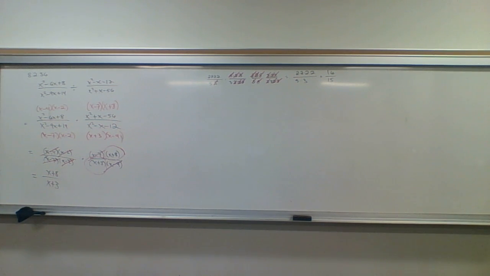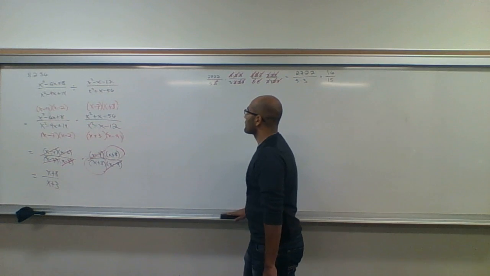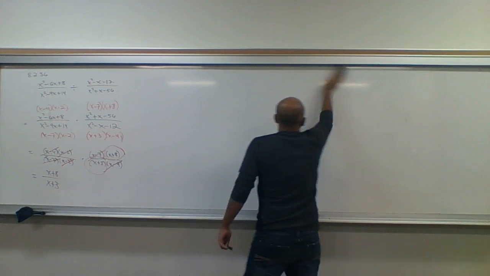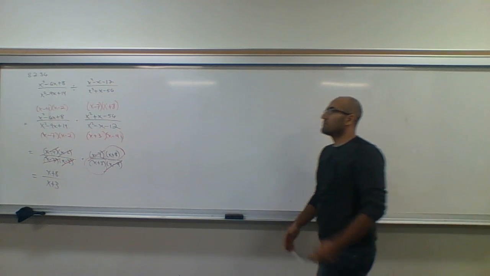Okay. How about a combination of ugly things? That should be fun. How about something like number 62? 62. Perform the indicated operation, simplify the results. And it looks ugly, and it's toward the end, so I'm just assuming it's hard. Let's see how hard it is.